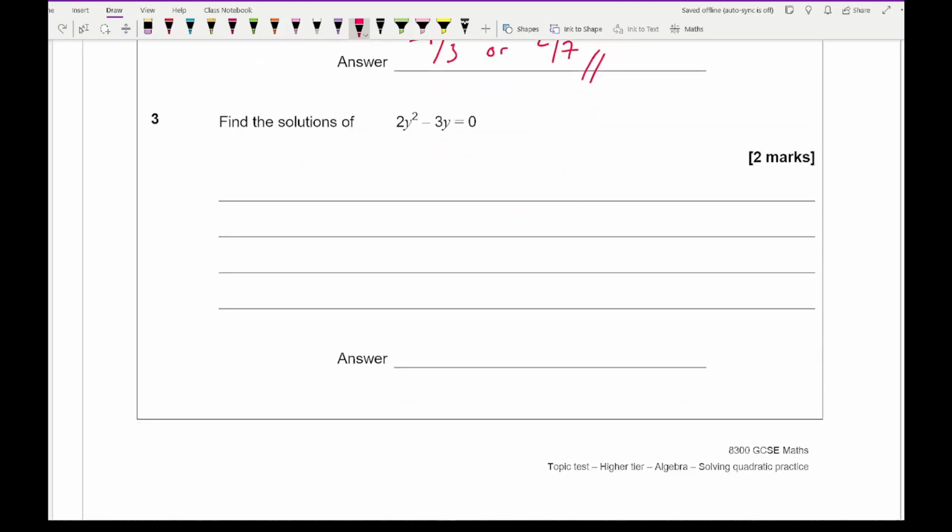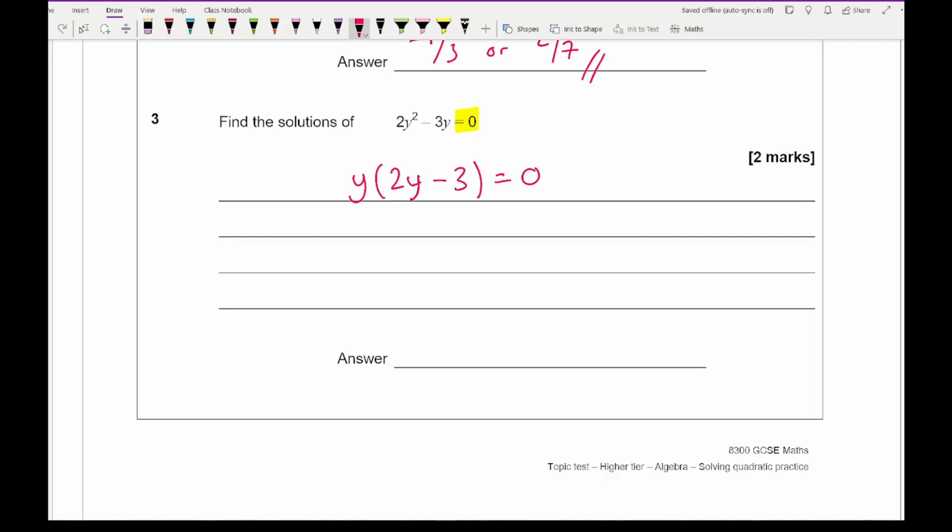Moving on to question 3, it says find the solutions of 2y² - 3y = 0. So again, first things first, we know it's quadratic because we've got a y squared, and so we've got to make it equal to 0, which it is. Now here, because we've got no constant, no number, that basically means this is going to be a single bracket question. So here, a common factor between 2y² and 3y is y. So factorizing this with respect to y, I get this.